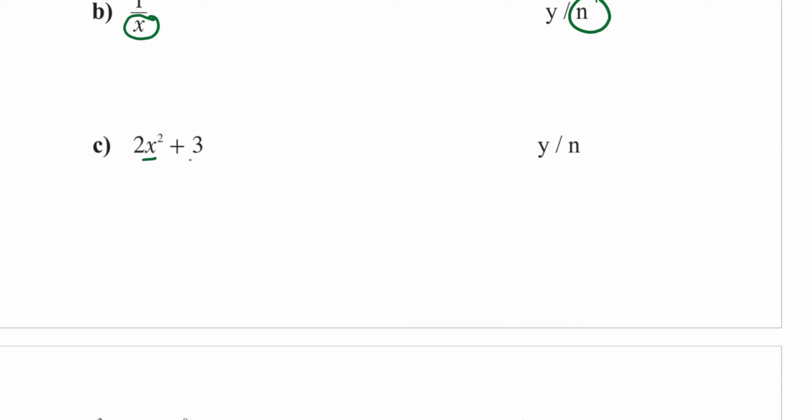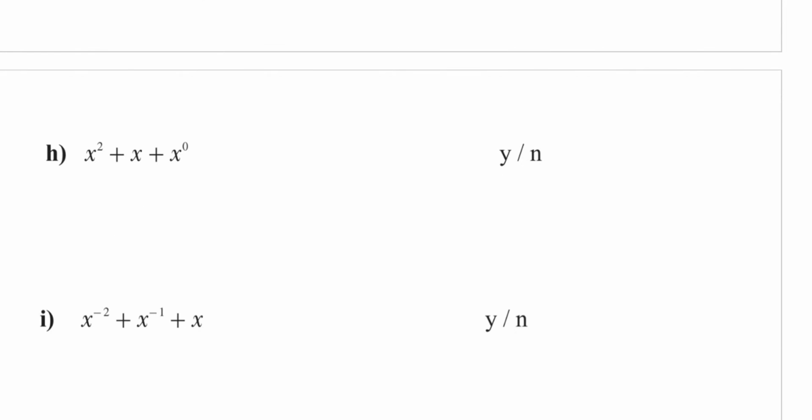Letter c, 2x squared plus 3. Yep, you have variables, you have numbers and constants. You have a positive power there, so yes, that is a polynomial. For letter h, well, you can rewrite this as x squared plus x plus, well, x to the power 0 is just 1, so I see variables, I see numbers. Yeah, nothing wrong with that one. This is a polynomial.